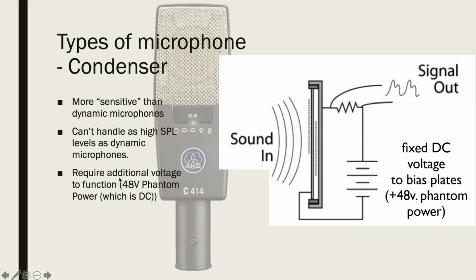So condenser microphones do require additional voltage to function. They need 48 volts, which is also known as phantom power, which is direct current. On your preamps that you may be using, or an interface you've got at home, or whatever it is you're working on there, you'll have a little switch that says 48V on it. That's referring to the 48 volts of phantom power that's required by condenser microphones to be able to function. So if you don't have that available, most interfaces will have that available. If you don't have that available, then you wouldn't be able to use this kind of microphone.